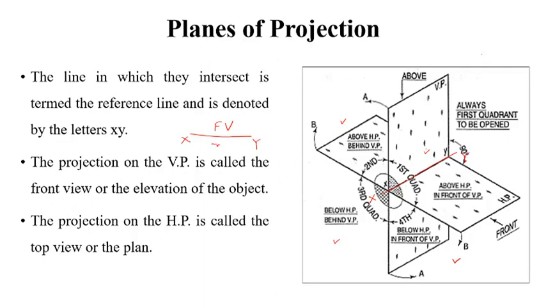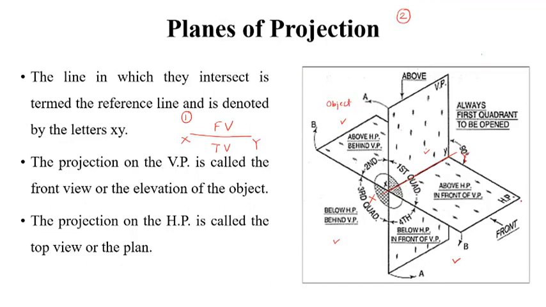The top view comes at the bottom. So this is our first quadrant, number 1. Now let us see the position for the second quadrant. Second quadrant means now the object is placed here. Here, this is our object.